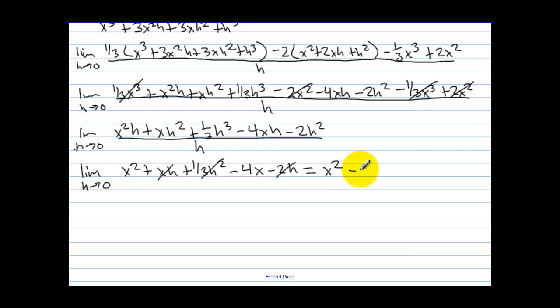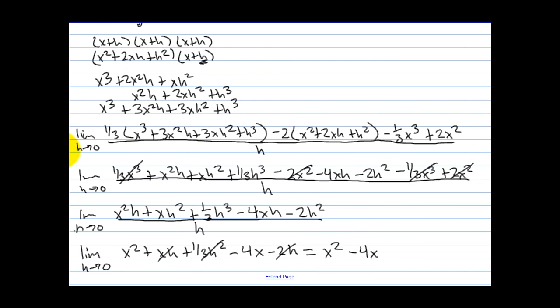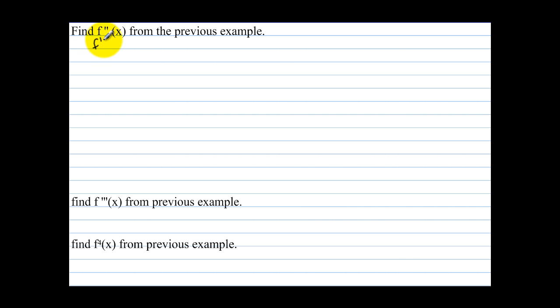So we have x squared minus 4x as the derivative of the function. In the next slide, we are asked to find the second derivative of x cubed from the previous example. Well, fortunately, we can just take the first derivative and take the derivative of that, which will be the second derivative. So the first derivative is x squared minus 4x, and now we're going to use the formal definition to find the second derivative.